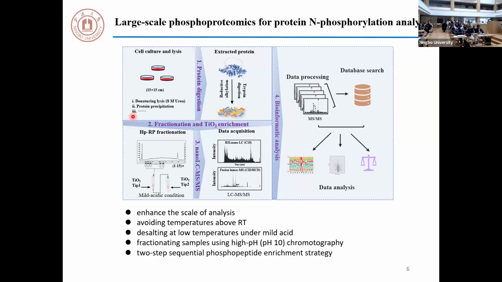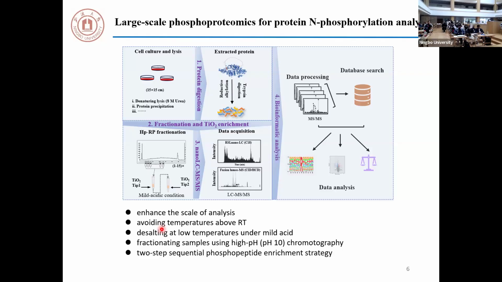So in the cell lysis process, the denaturing buffer was still used. Besides, we also optimized some key processes, such as increasing the amount of sample preparation to enhance the scale of analysis. And second, avoiding temperatures above room temperature during sample preparation. And at the desalting process, we use low temperature and mild acid conditions.